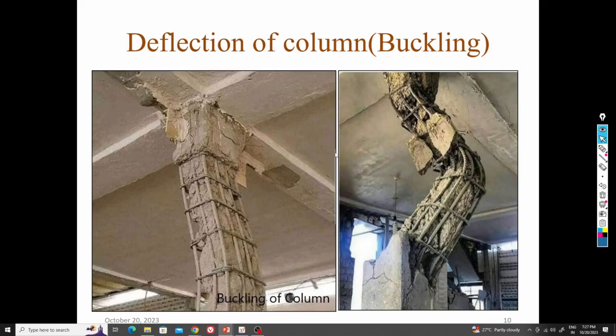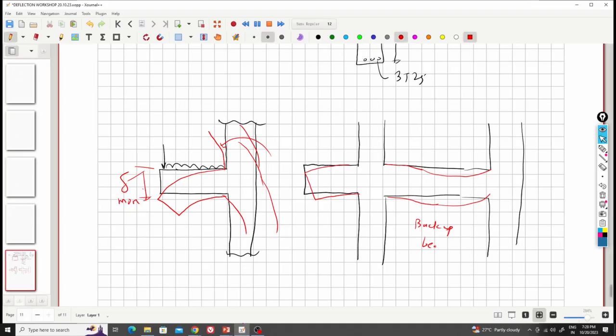Column buckling is one of the important criteria I discuss with you. Let me share with you why it happens. So we should know how it buckles, and then you should know why it buckles. So as a structural engineer, what you should do. So let me quickly discuss with you.